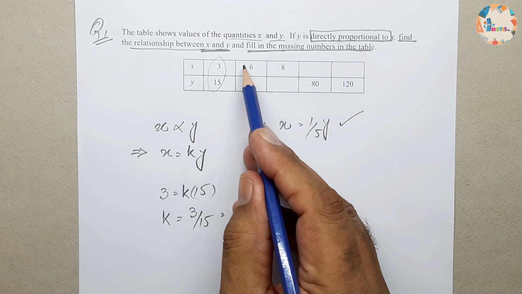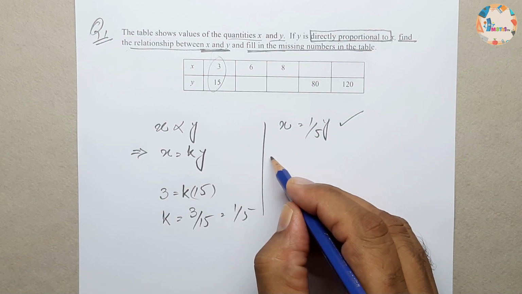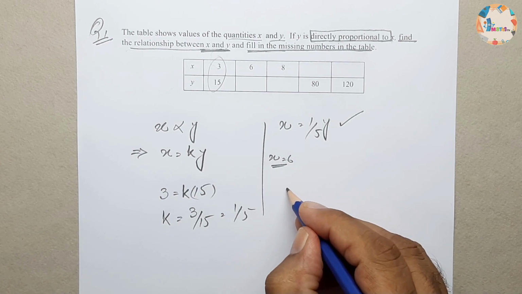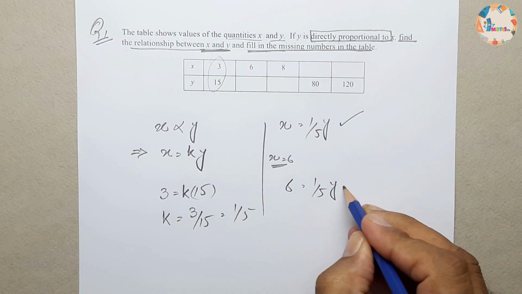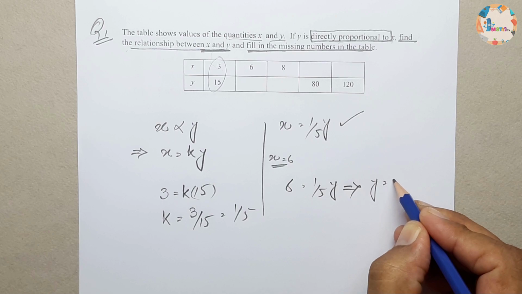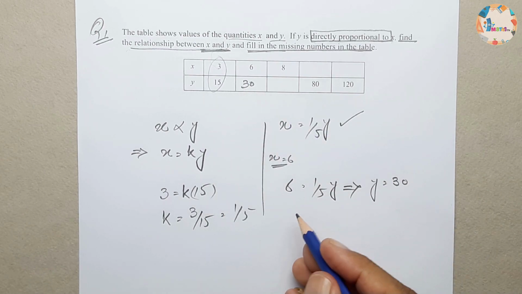So we will be using these values. For example, x is equal to 6, we will be replacing in this equation. X is equal to 6, we will be using this and replacing here. So 6 is equal to 1 over 5y, and this implies y is equal to 6 into 5, which is 30. So this value will be 30. We will replace the value over here.